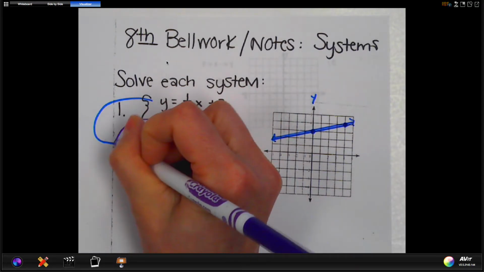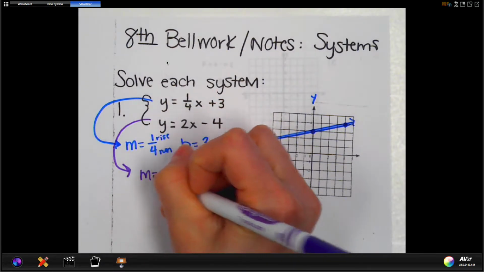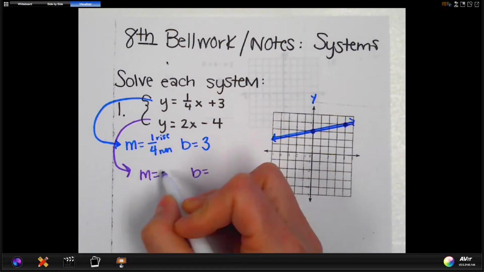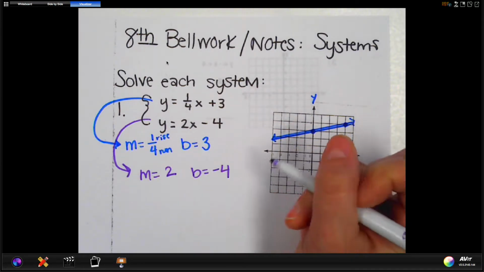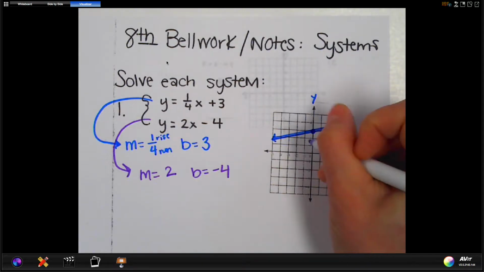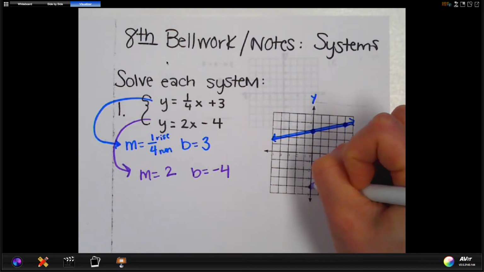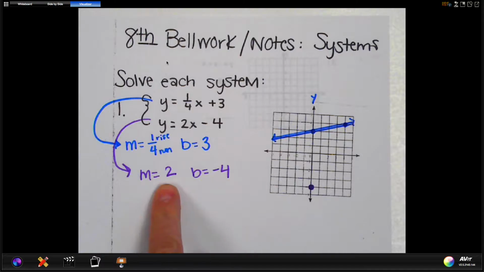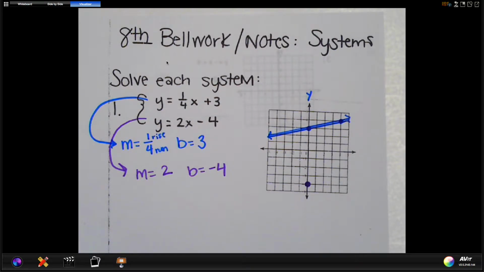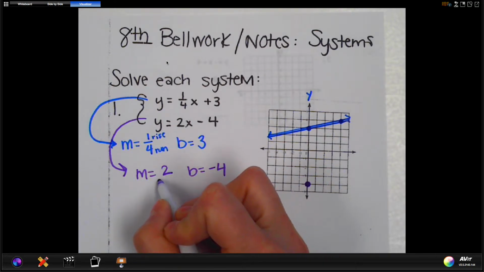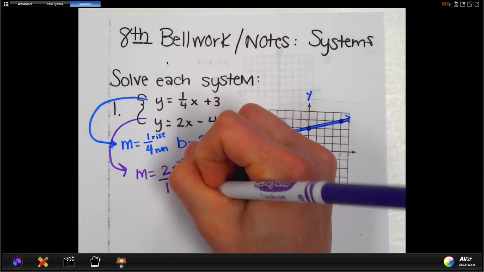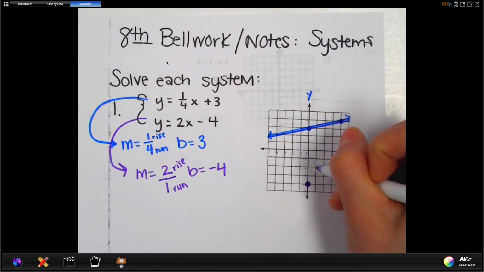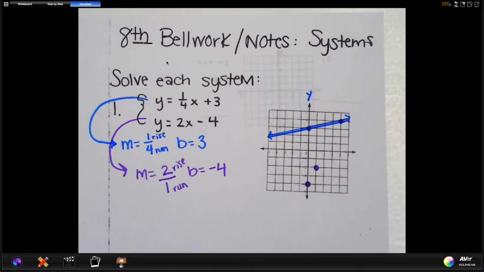So second graph, our m and our b. Our m is 2 this time, and our b is negative 4 because it says minus. We're going to start with that b, negative 4, so we go down 4 and put a dot. Now 2 does not have a rise and a run visible, but remember that 2 is the same as 2 over 1. So we're going to rise 2 and run 1: up 2, right 1, and there's our dot.